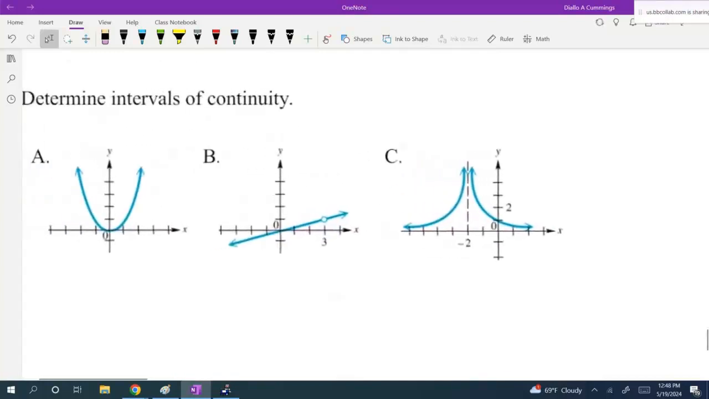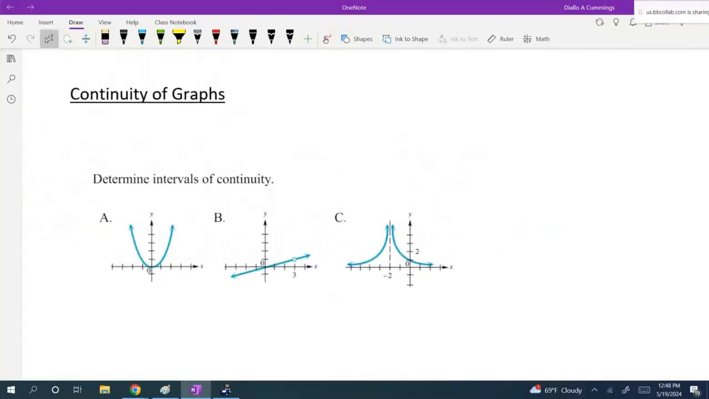Continuity of graphs. From algebra, a graph is continuous if you can put your pencil on the graph and trace the entire graph without removing your pencil from the paper. So this first graph is a continuous graph because I can put my pencil on the graph and I can trace the entire graph without removing the pencil from the paper.